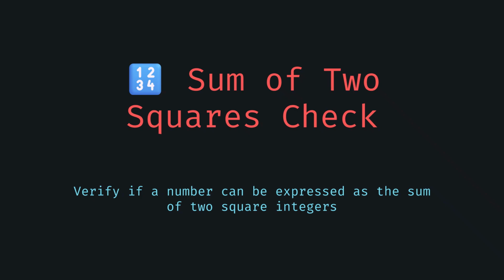Hello everyone. Today, we'll explore an interesting mathematical check, determining if a number can be expressed as the sum of two squares. For instance, 13 can be written as 2 squared plus 3 squared. Let's see how we can do this in JavaScript.